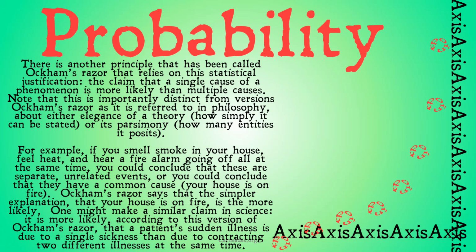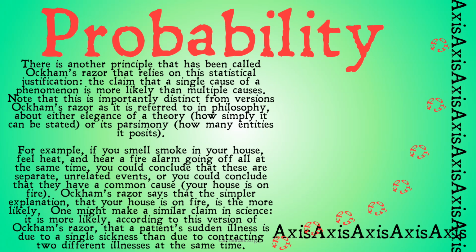Note that this is importantly distinct from the versions of Occam's razor we've looked at so far, because it's not about the elegance of a theory, how simply it's stated, nor is it about the parsimony, how many specific entities it posits. Rather, it's a very specific and in many ways weaker version of Occam's razor that's saying if you have a single phenomenon, it's better explained by a single cause than multiple causes.